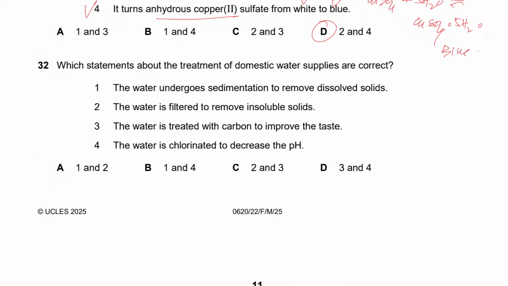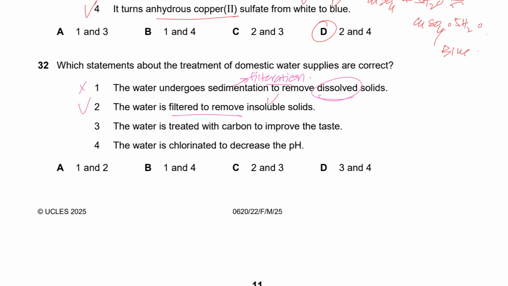Which statements about the treatment of domestic water supplies are correct? The water undergoes sedimentation. Remember, just think of sedimentation like filtration. If you have not studied sedimentation, I've taught this in my live class, but those of you who have not studied from me, just think of it as like a filtration. So filtration removes insoluble solids, not dissolved solids, right? They're already soluble. How could you trap them using sedimentation? So it doesn't remove dissolved solids, it removes insoluble solids. Similarly, when water is filtered, it removes insoluble solids.